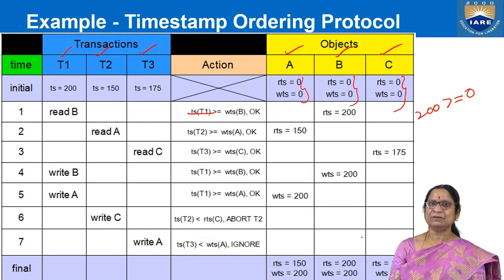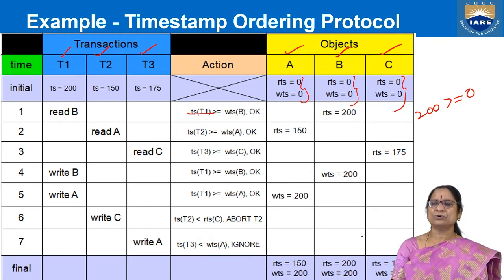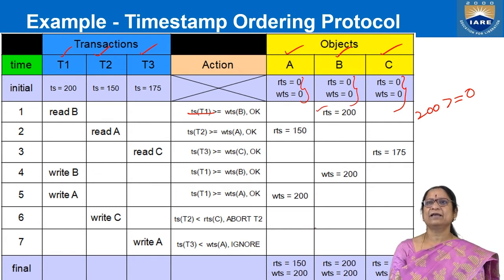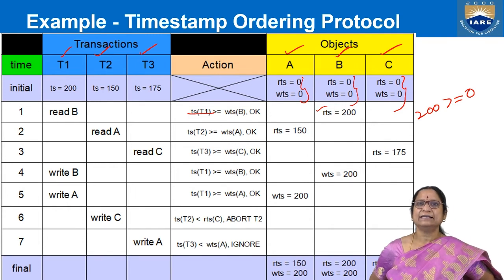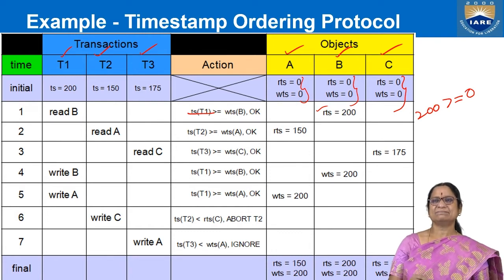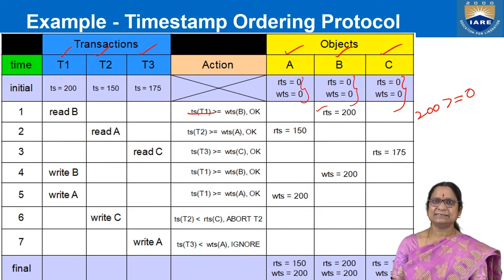When it is acceptable, it has to be updated depending upon the maximum value. So our read timestamp of B is updated as 200, because the existing read timestamp of B is 0 and the current transaction timestamp is 200, which is maximum. With that, RTS, the read timestamp of B, is updated. Okay, fine. Next, second instruction, read A.